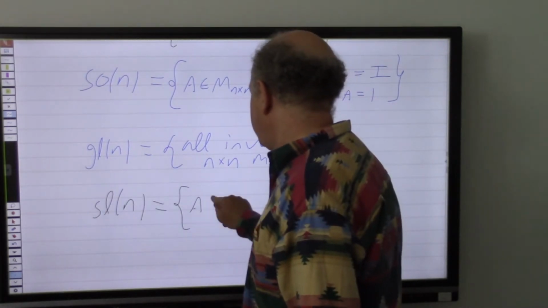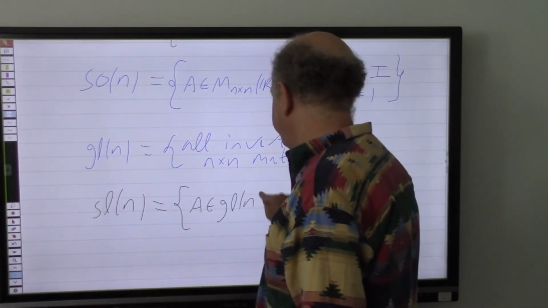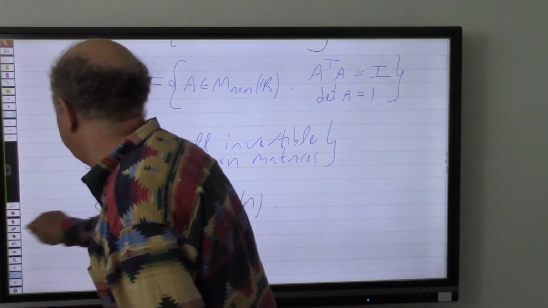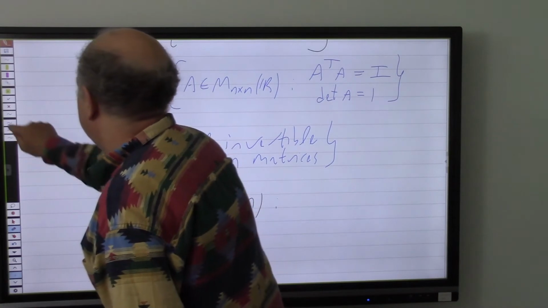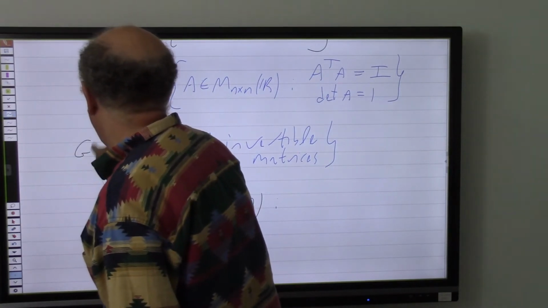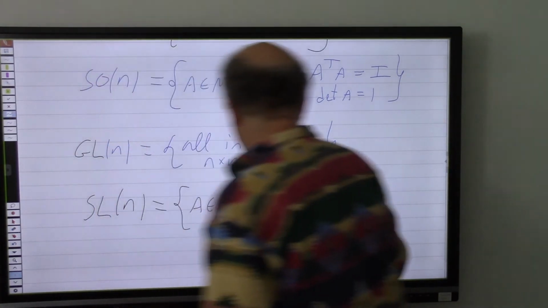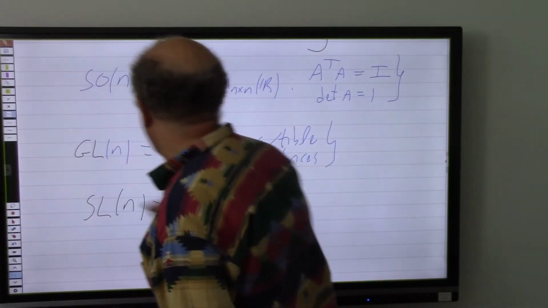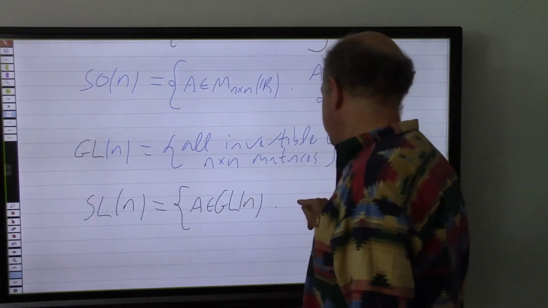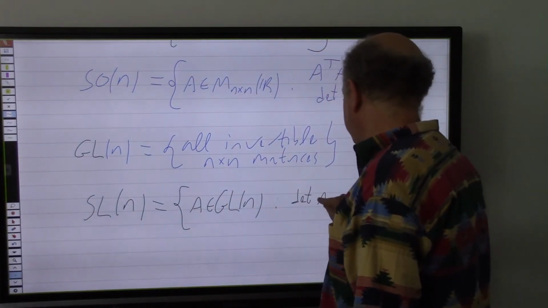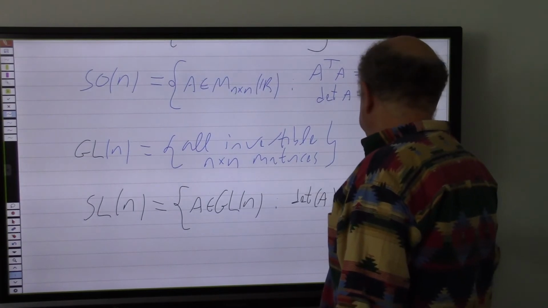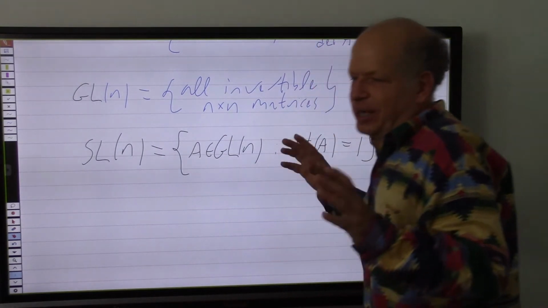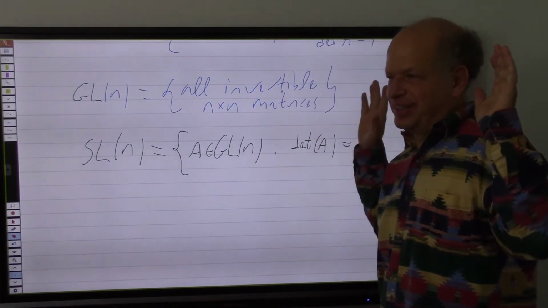So A inside GLN, such that, sorry, I should have used uppercase letters. So this is GLN and this is SLN. So all matrices for which the determinant is equal to 1. So these are clearly interesting. Their groups of symmetries are always interesting.